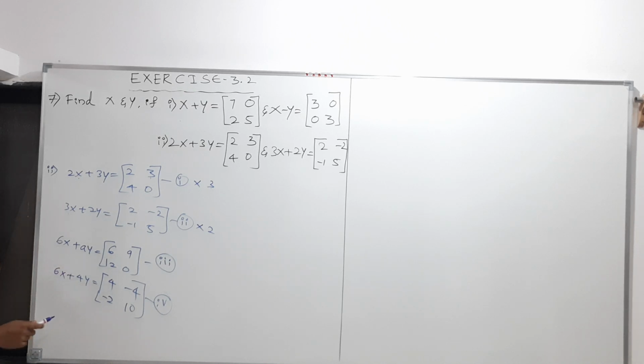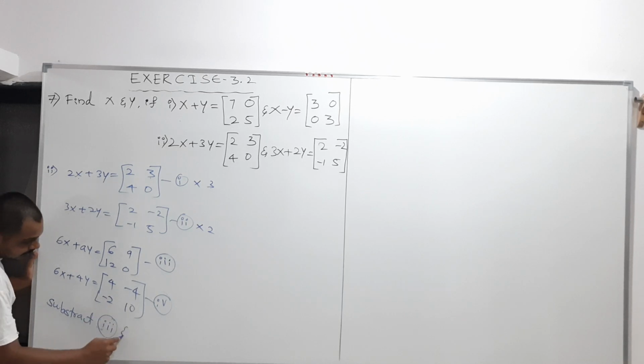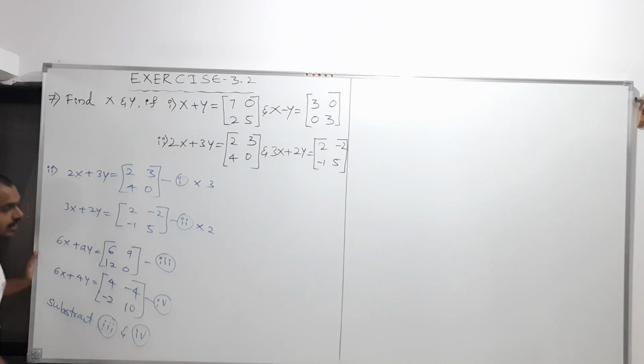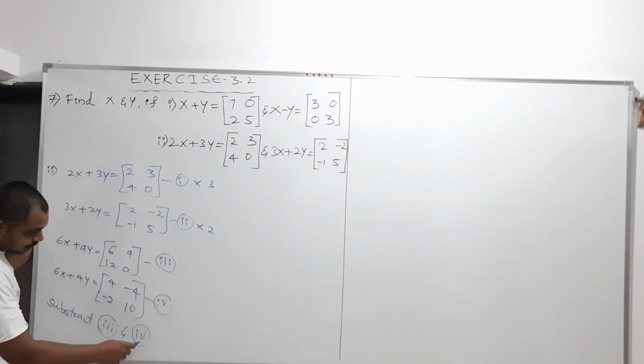Now my dear student, what I'll do, I'll subtract the 3rd and 4th. Why am I subtracting? Because 6x plus 9y minus 6x, what happens? The x terms will be removed. So therefore I am subtracting 3 and 4, and we get.